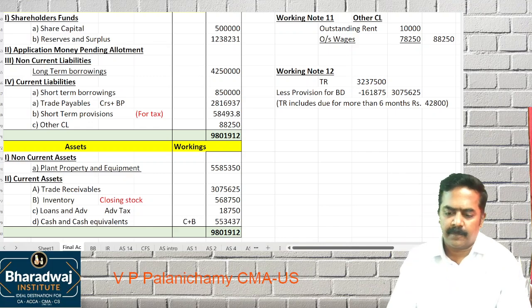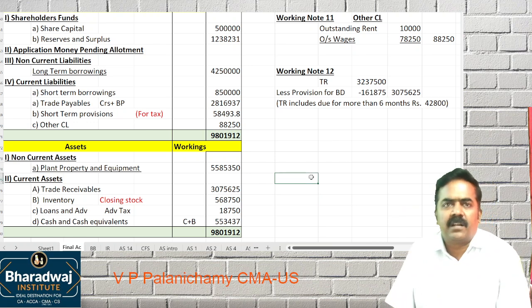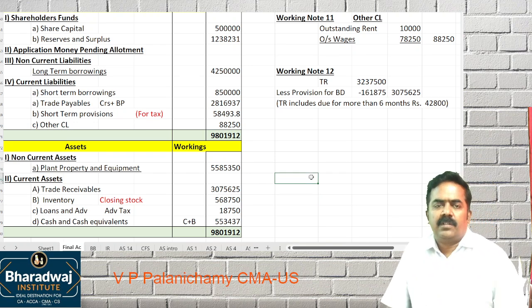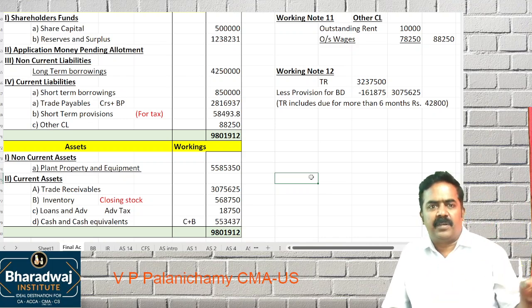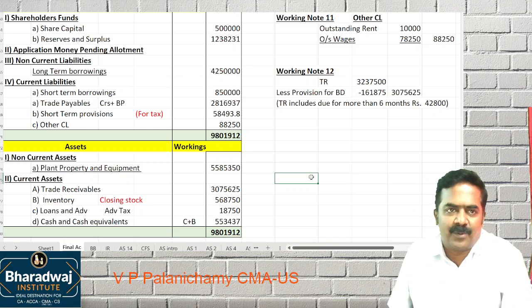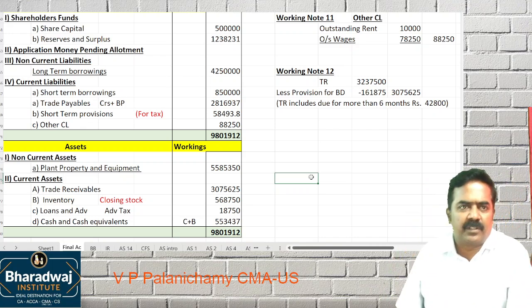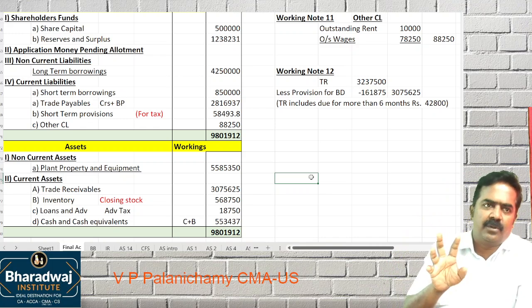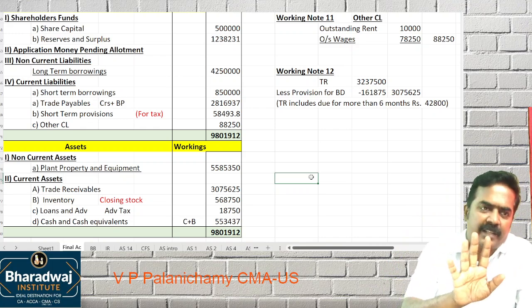Which question? RTP May 2024 question paper based on final accounts. For that also, what you're going to do is leave 2 pages gap. What are the 2 pages? P&L account one page and balance sheet another page. Prepare working notes which are applicable to the P&L account, income from operations, other incomes. Prepare the working notes, we'll check the working notes. I'll give you around 5-10 minutes of time.